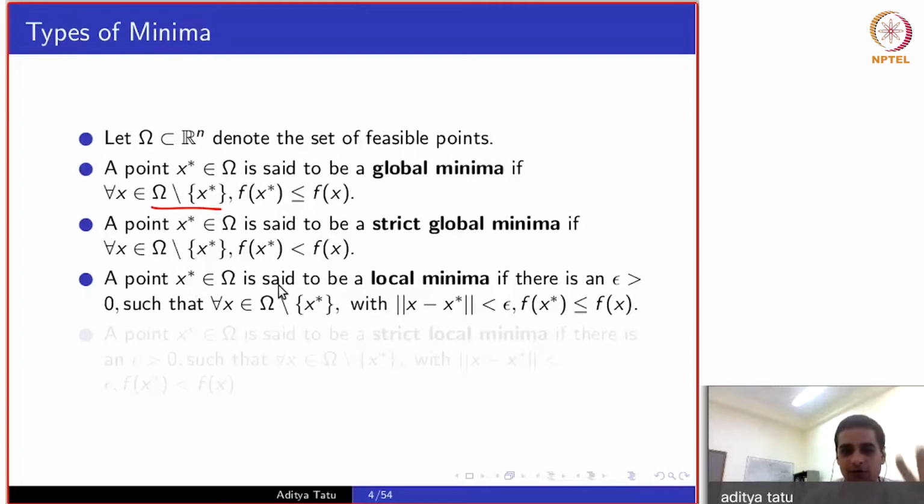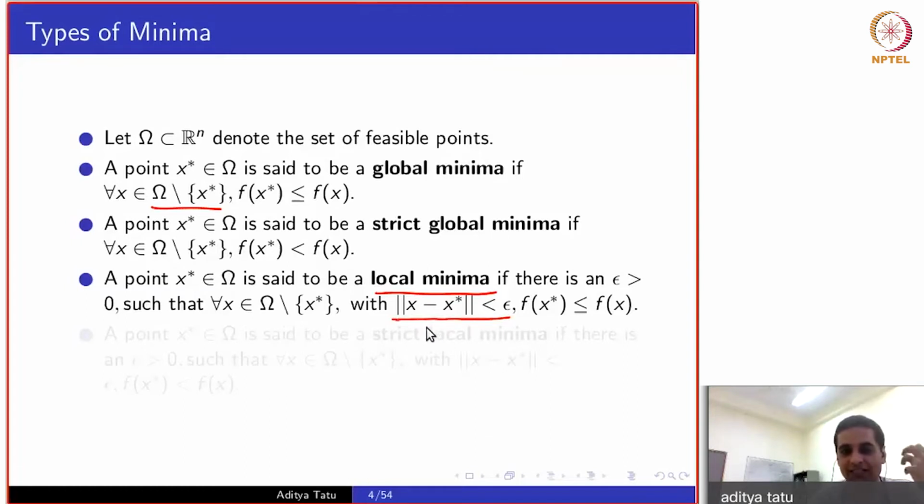Okay. So I hope global minima and strict global minima have been understood. Let me now clarify what is meant by a local minima. A point x star in this set of feasible points is said to be a local minima if there is a small neighborhood, no matter how small or how big.